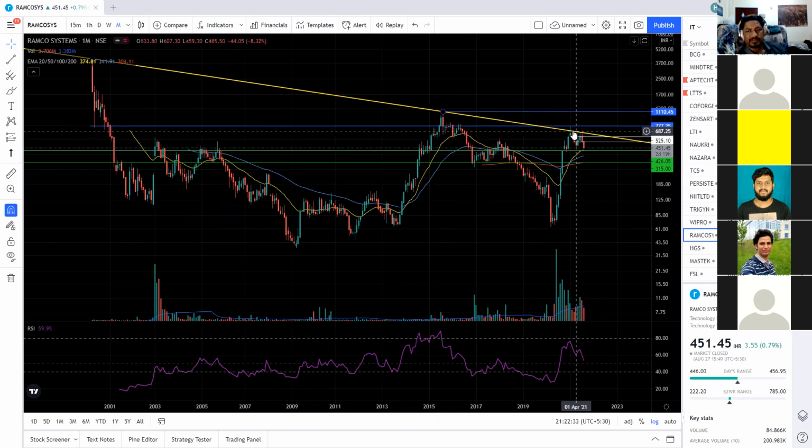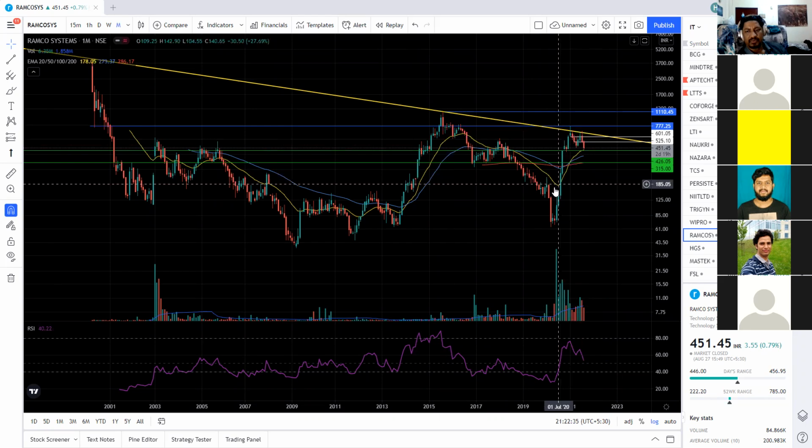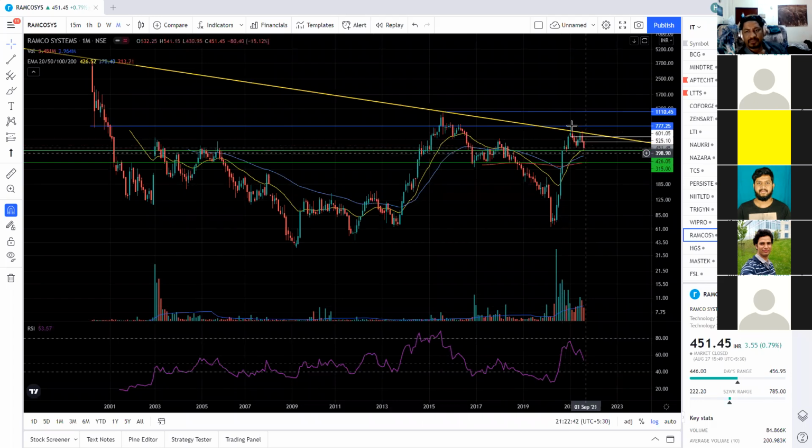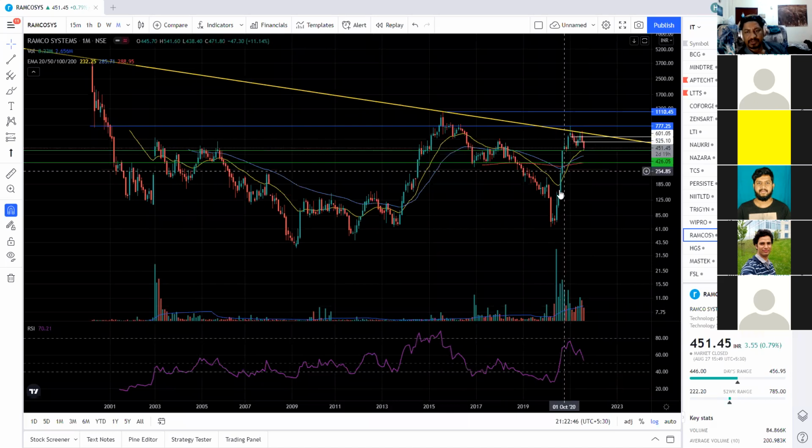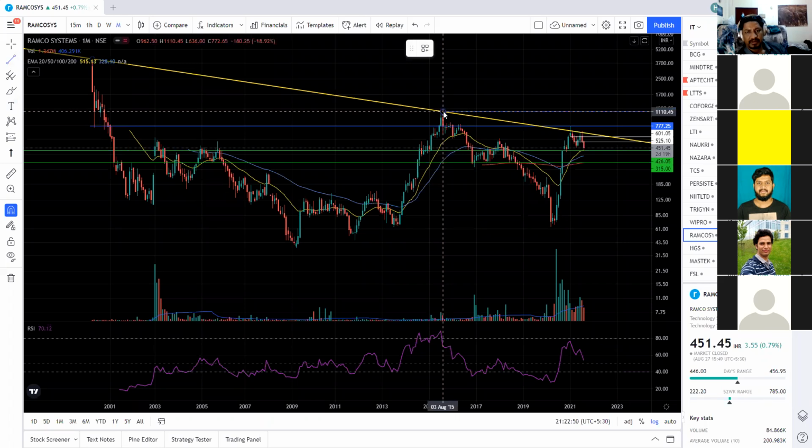Suppose this resistance is in the range of 700 and you are here at 200. So 200 to 700 is a big opportunity. You will not wait for it to cross 700, right? So this is one opportunity. From here, you can decide what is happening on the lower time frame.